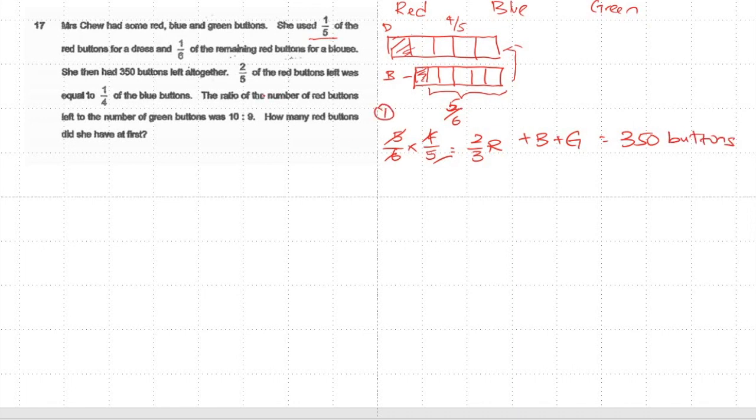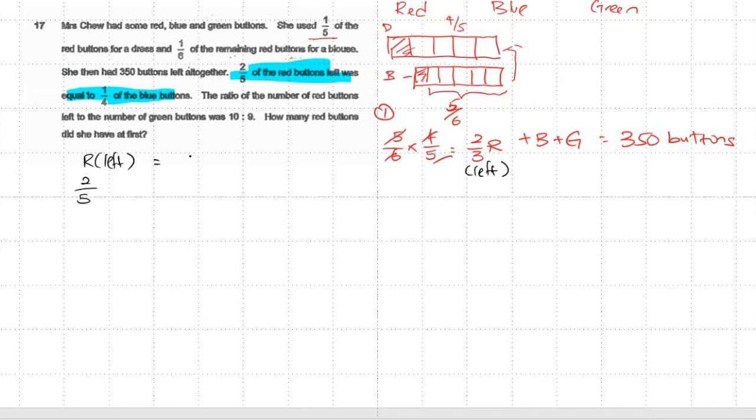The second thing I know is that 2/5 of the red button left is equal to 1/4 of the blue button. This thing we like to see, every time we like to see equal, because equal can really help us to solve a lot of problems. So I know the red 2/5 left. This is left, because now we are only looking at what is left, not the initial button.